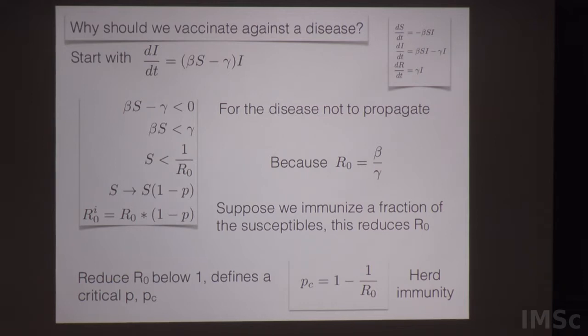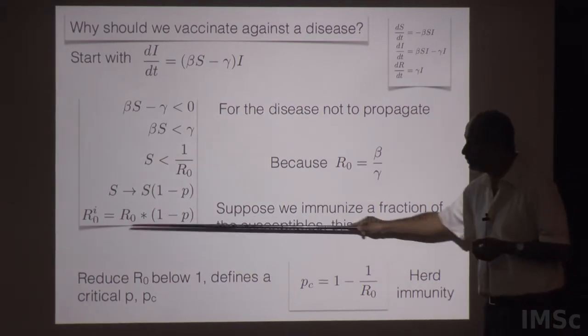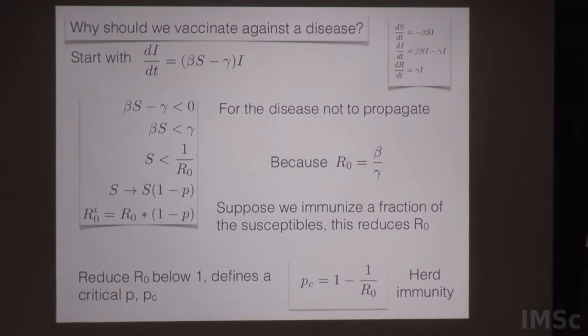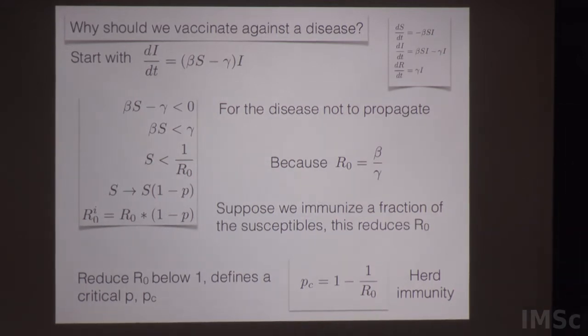You know that what is important is to reduce the effective R naught below 1, because beyond that point no epidemic will propagate inside the system. So then that reduces to the question, what should P be for this quantity to be less than or equal to 1? It's half a line of algebra to check that the critical fraction of people that you must vaccinate, that you must immunize against a disease, thereby reducing the number of susceptible people, is related to R naught as 1 minus 1 by R naught. Is that clear?